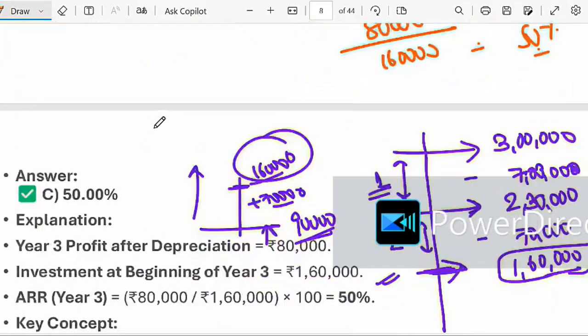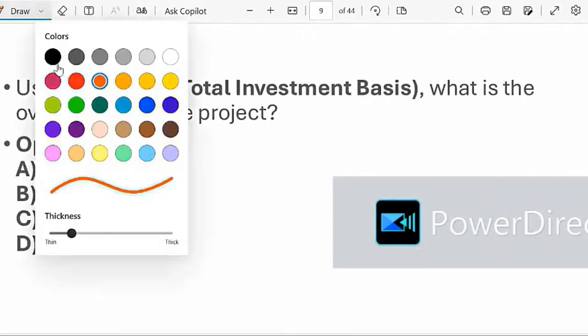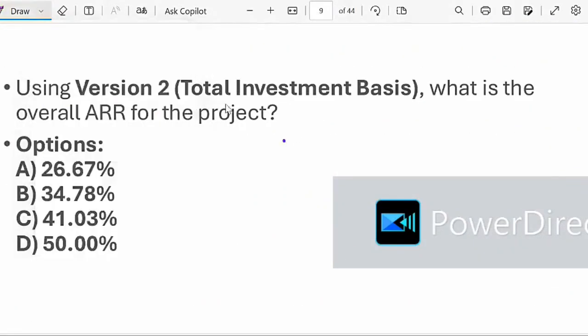Now let's look at the second question. The same question, second part, now using version number 2. What is version number 2? Version number 2 is called the total investment basis. Now you have to calculate the overall ARR for the project.